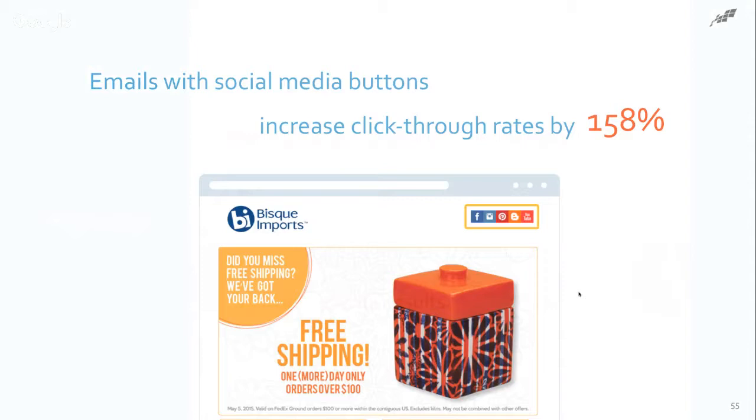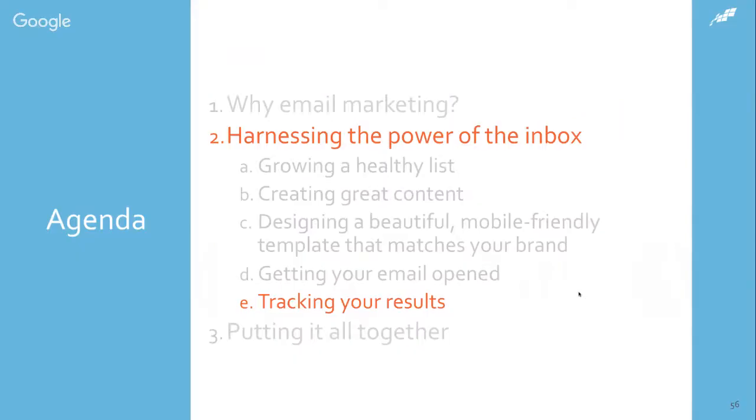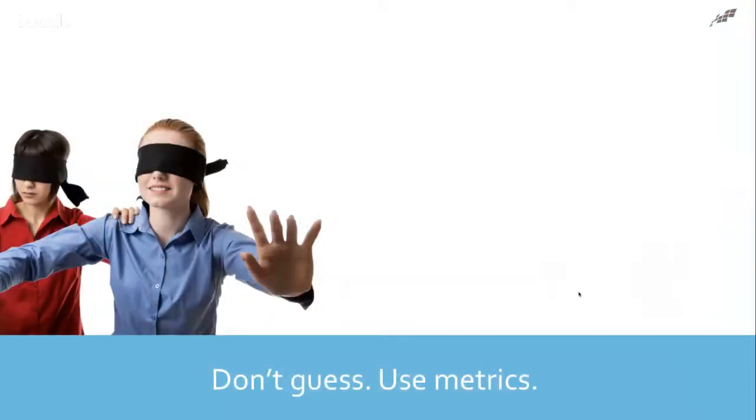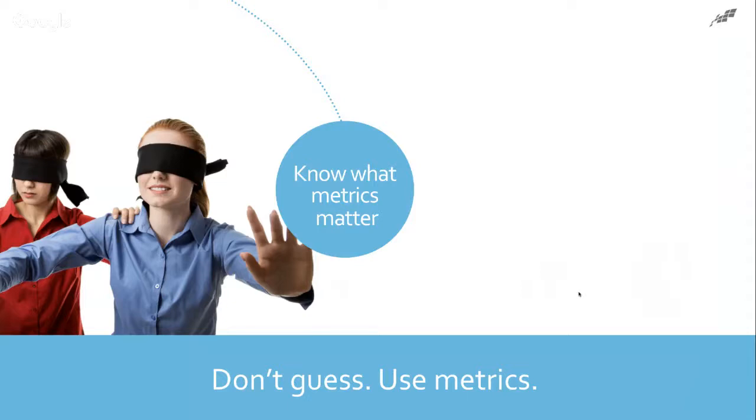So let's go down to tracking your results. Now, here's the thing with marketing and measuring. If you're not measuring, you're not marketing. Don't guess. Use metrics to know where you're going. The metrics that matter include what people are doing, what the click-through rates are, who's visiting, what time they're visiting. Not necessarily email list or on Facebook. It's not necessarily the amount of likes that you get, but it's really what you're asking them to do.